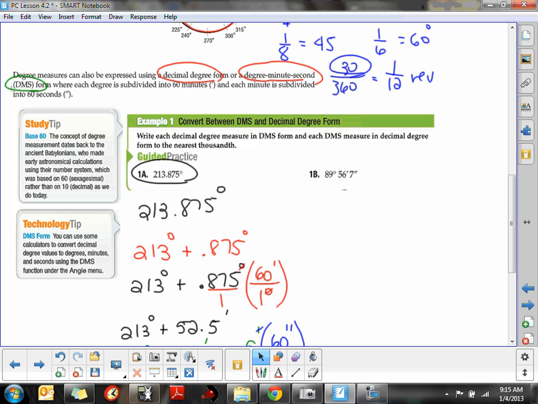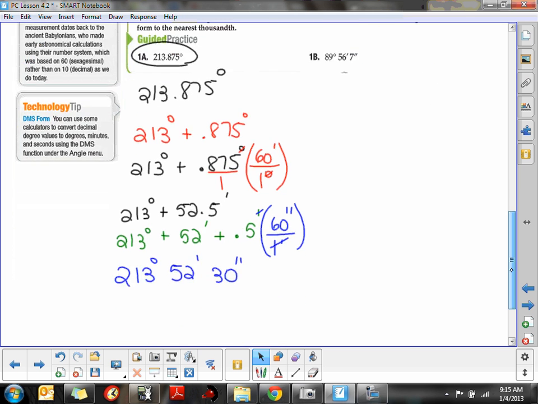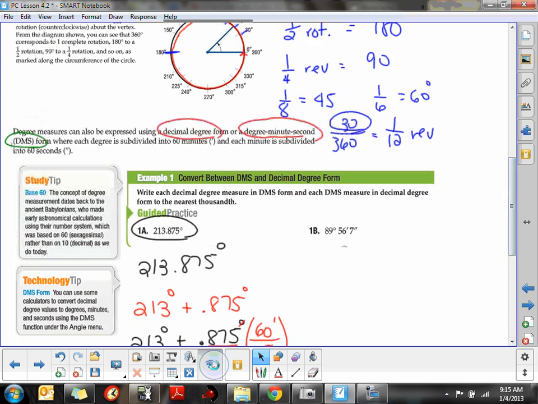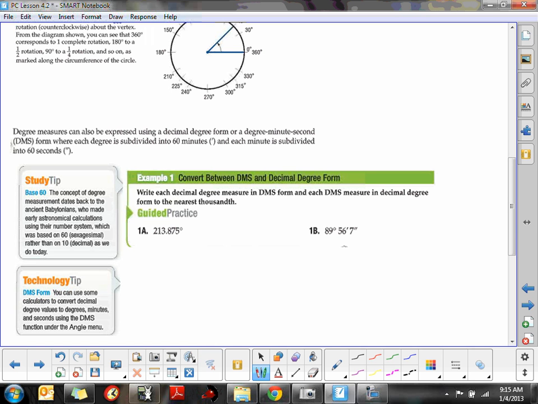Okay, so the second example goes the other way. I'm going to clear that off. We're going to take our 89 degrees plus 56 minutes, plus 7 seconds, and we're going to go just to degrees. We want decimal degrees on this one, so I want to keep my degree marks. And I want to change 56 minutes into degrees, so that's going to be plus 56 minutes.